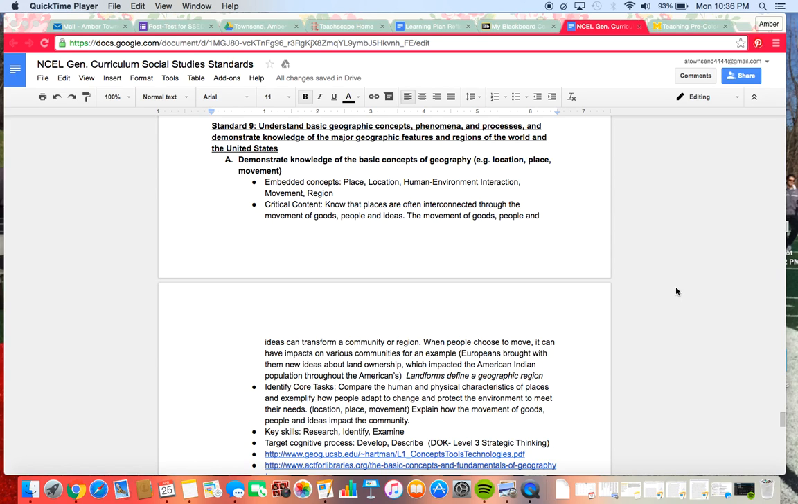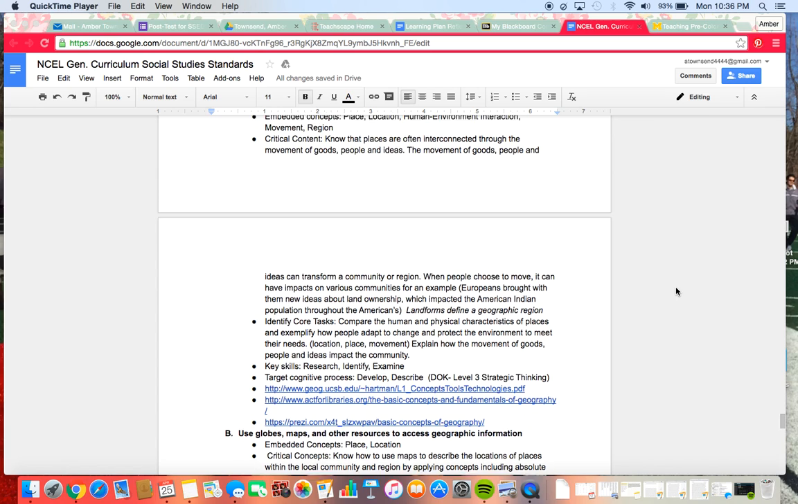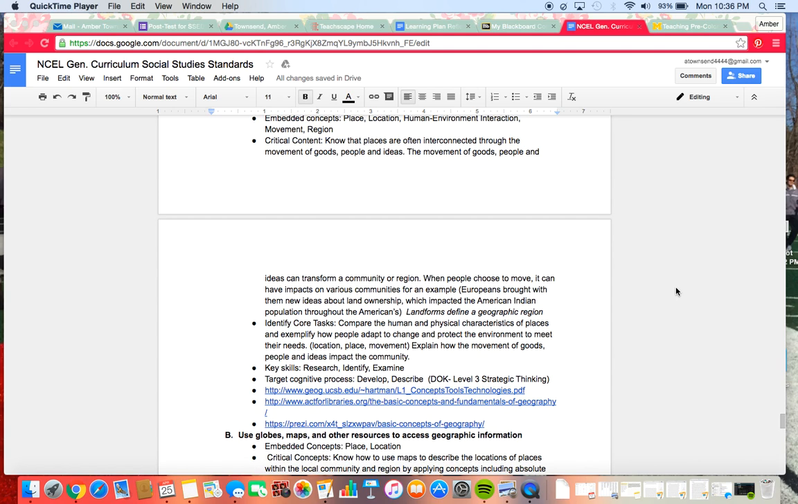On to the very last standard. It's standard number 9, and it says, understand basic geographic concepts, phenomena, and processes, and demonstrate the knowledge of the major geographic features and regions of the world and the United States. So the task that I took out of that was compare the human and physical characteristics of places and exemplify how people adapt to change and protect the environment to meet their needs.